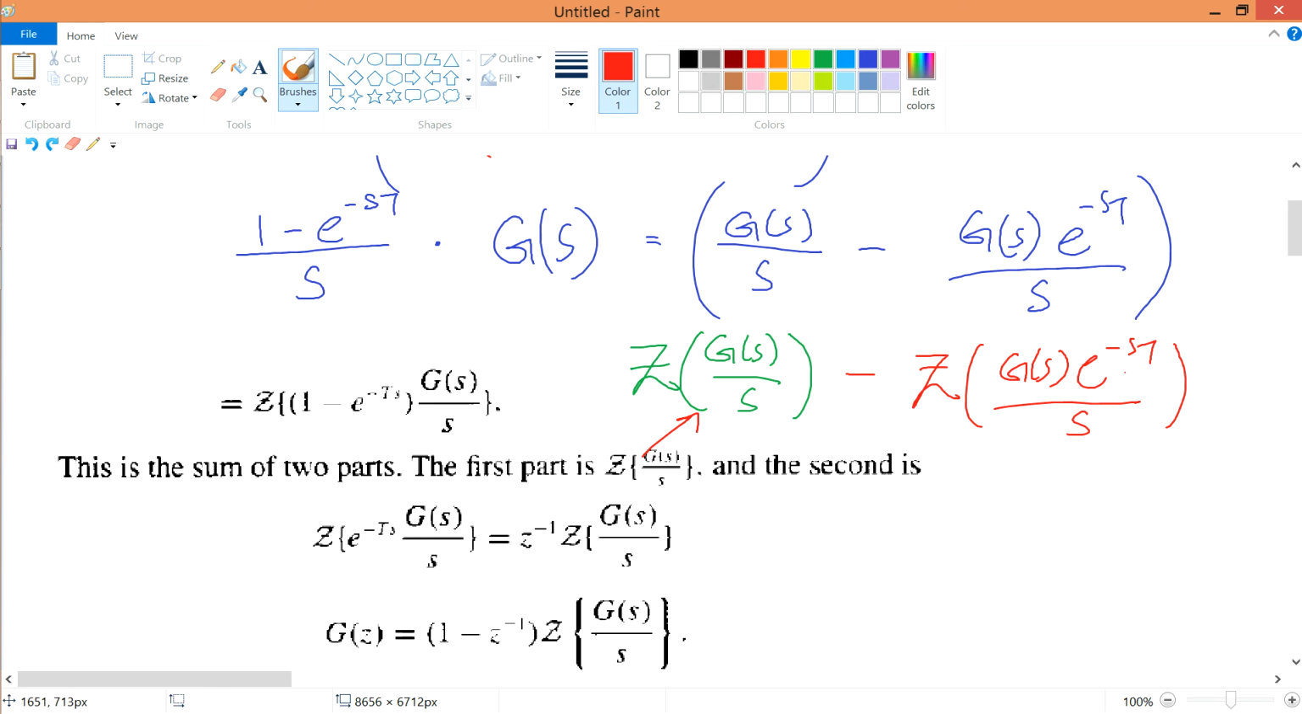Take note, e^(-sT). Next time when you see this, straight away you know it is Z^(-1), provided that K is equal to 1. Please remember this. If K is equal to 2, for example, if it's e^(-2sT), then bam, this is Z^(-2). If it's e^(-3sT), then Z^(-3), etc.